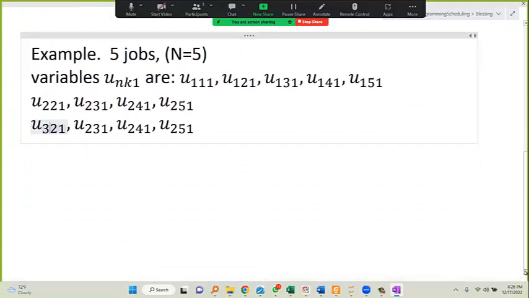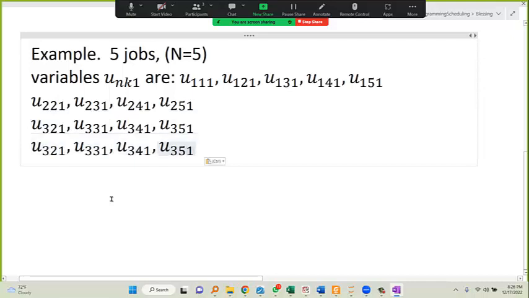U321. Then you have U331, U341, U351. I think it's getting clearer now. So any other? Then we still have U421, then U431, U531.